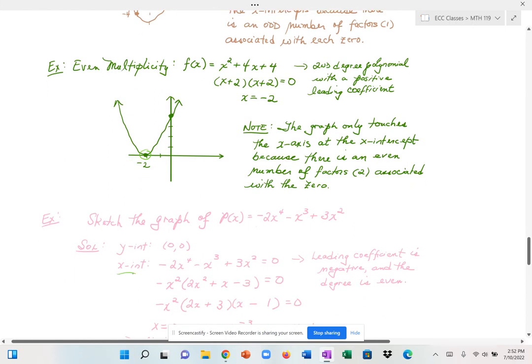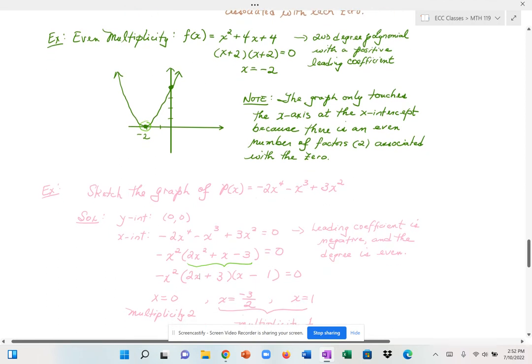I'm going to find x-intercepts, which are also called zeros, by setting the whole thing equal to 0. Negative x squared is a common factor, leaving me with negative x squared times 2x squared plus x minus 3. This is factorable. And if you don't remember how to factor, please make sure you go back to algebra notes, lessons to refresh your memory. Factoring does come up a lot in pre-calculus as well as calculus. So that factors into 2x plus 3 and x minus 1.